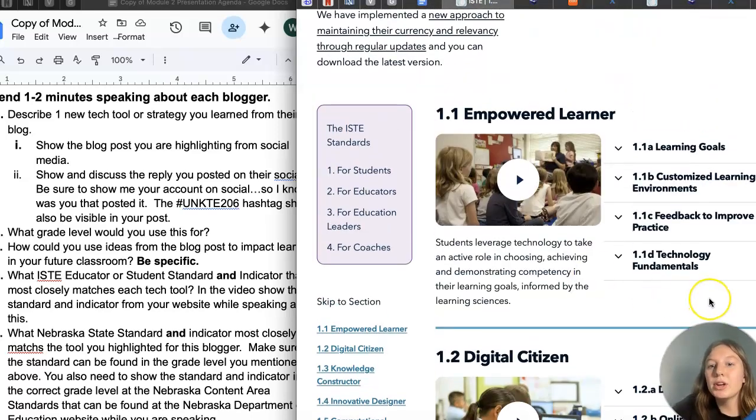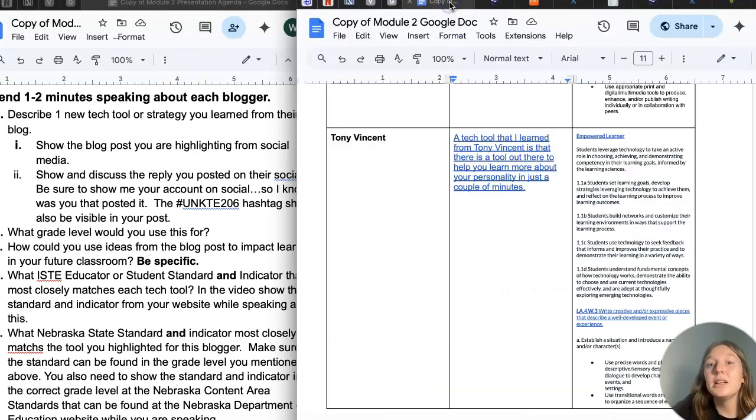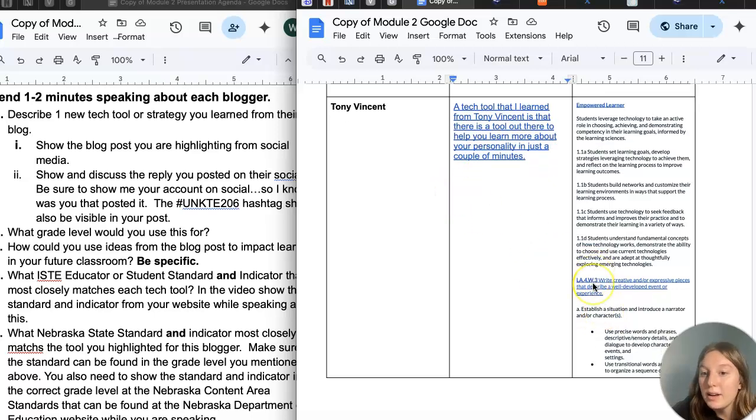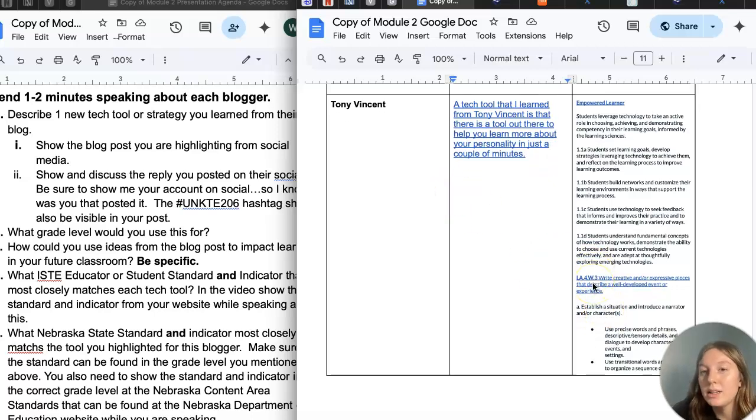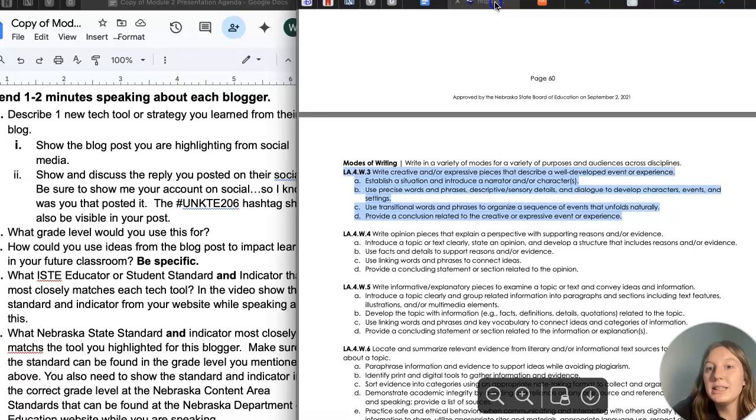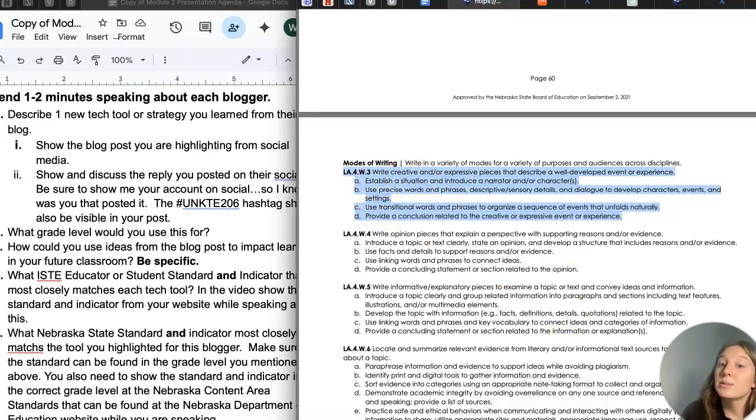I put empowered learner because students leverage technology to take an active role in choosing, achieving, and demonstrating their learning goals informed by learning sciences. Then for my Nebraska State Standard, I put write creative or expressive pieces that describe a well-developed event or experience.